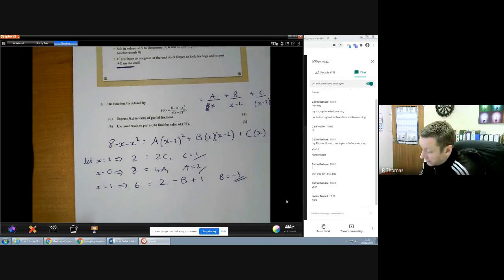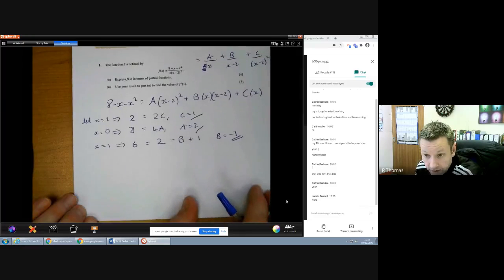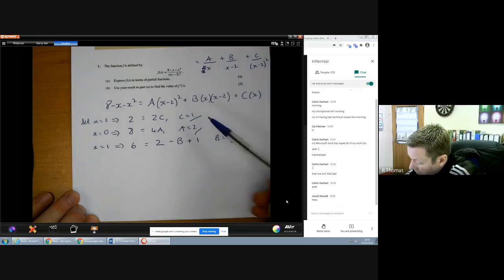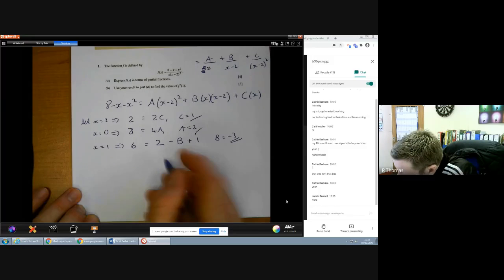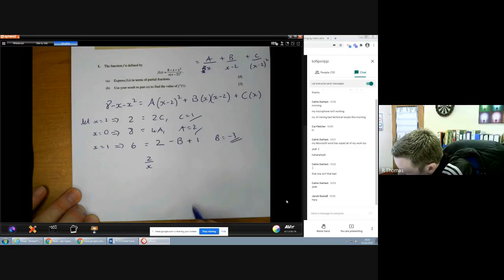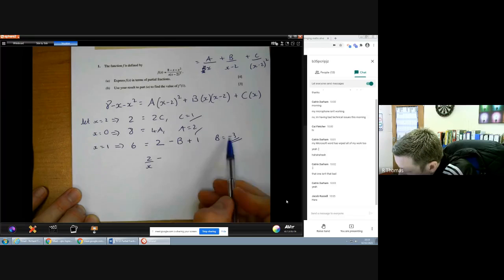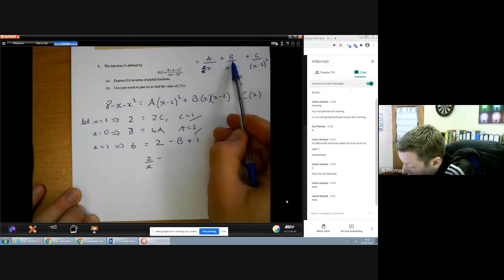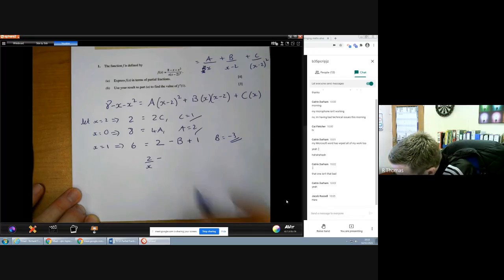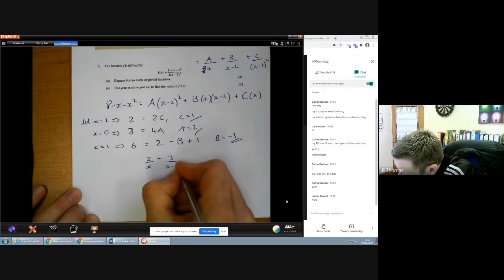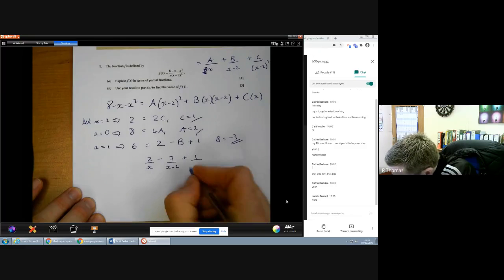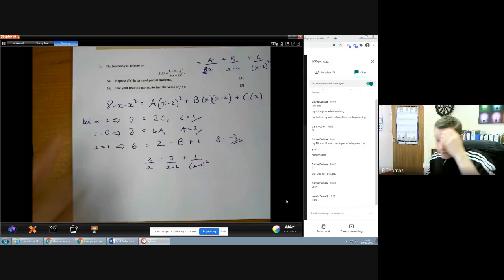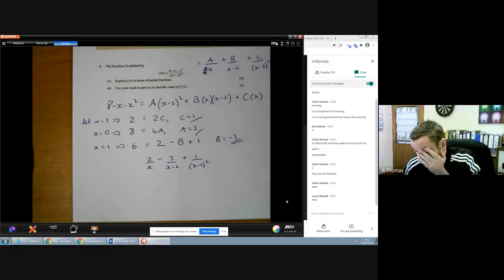All right, double check that with me. 2 minus minus 3 is 5, plus 1 is 6. So I think that's correct. So rewrite out the original fractions using these values of a, b, and c. So I've got 2 over x, minus, put the minus there, don't put plus and then minus 3. If there's a minus, put the minus there: minus 3 over x minus 2, plus 1 over x minus 2 squared. So that's the partial fraction bit done, and that was worth 4 marks, right?